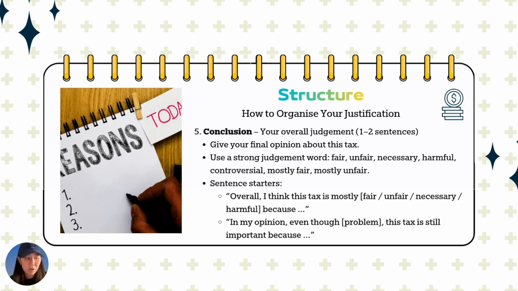So you might say, "Overall, I think GST is mostly fair because everyone pays the same percentage when they buy things, but it can still be hard for low-income families," right? Or you could say, "In my opinion, even though excise tax hurts some poor smokers, this tax is still important because it protects public health and raises money for hospitals." This conclusion shows that you have weighed both sides and made a clear decision. Does that make sense for everybody?